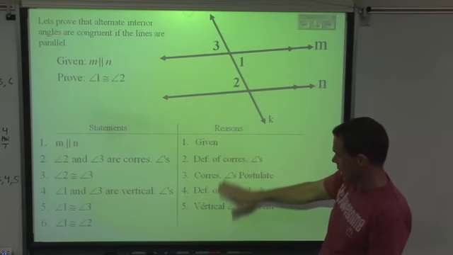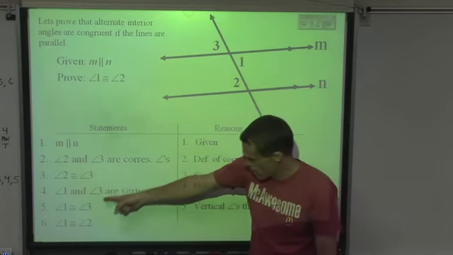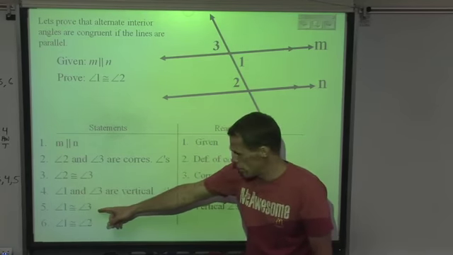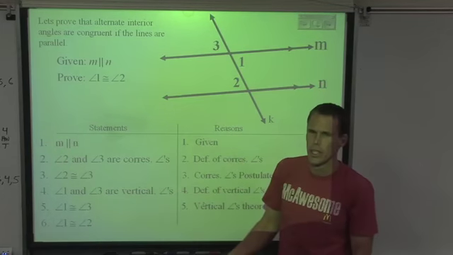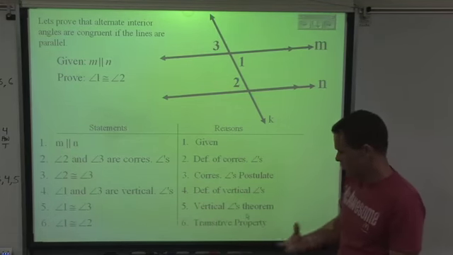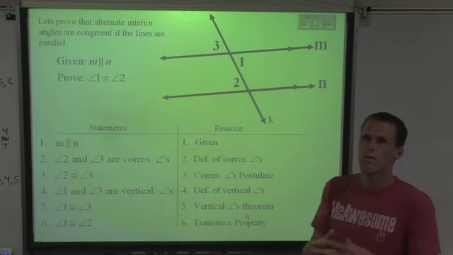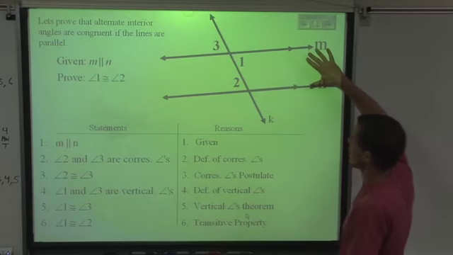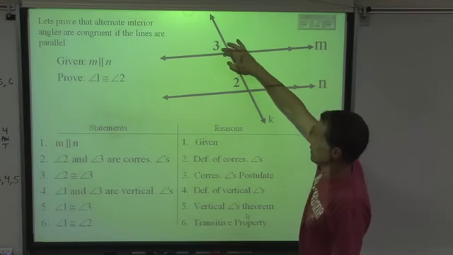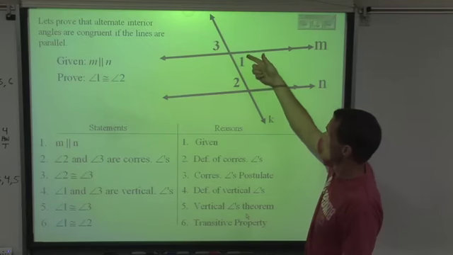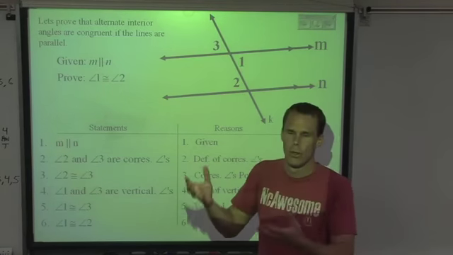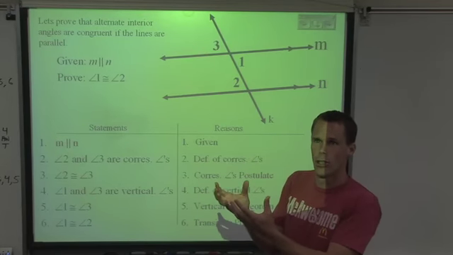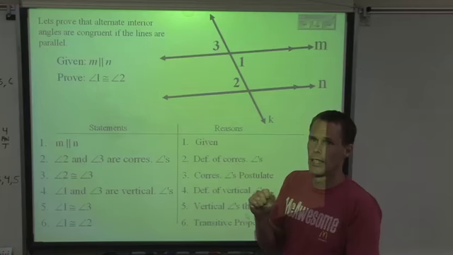Now if we put all these things together, what I'm only going to look at is statement 3, 5, and then 6. If 2 is congruent to 3 and 1 is congruent to 3, then 1 is congruent to 2. This is one of the properties of algebra, the transitive property. What we've done here is we have allowed ourselves to say, given this picture with parallel lines, we know 2 and 3 are congruent, we know 1 and 3 are congruent, so therefore 1 and 2 are congruent. We have proven that alternate interior angles are congruent only when the lines are parallel.